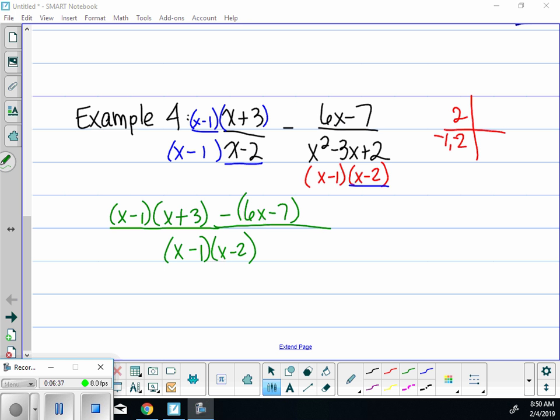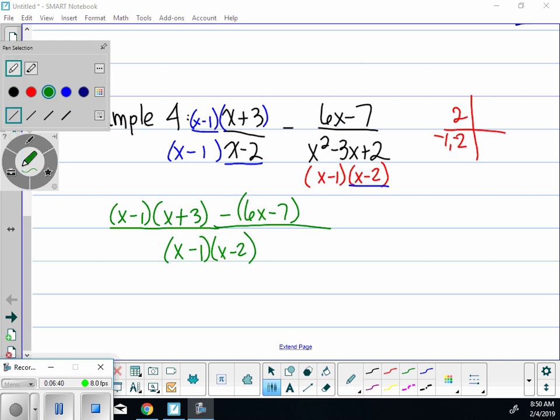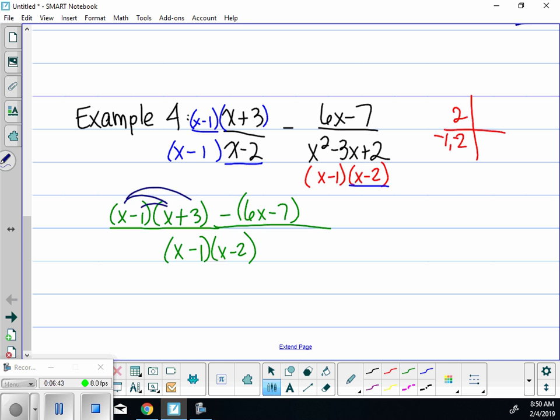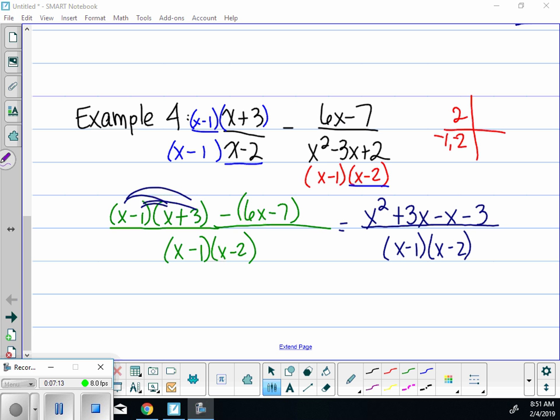And then I have to see if I can simplify it, so I'm going to FOIL that out. So first with first would give me x squared. Outers would give me 3x. Inners would give me negative 1x. Last with last would give me negative 3. So simplifying this, I have x squared, 3x minus 1x would give me 2x minus 3.